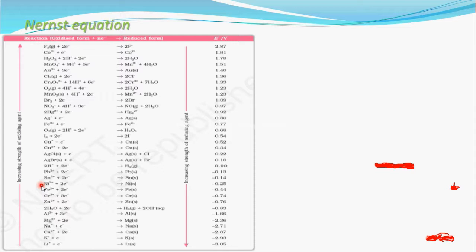Let's see now the Nernst equation. Till now, whatever electrode potentials you have seen are all standard electrode potentials. Standard means when the concentration of all the reacting species, that is the electrolytic solution, is equal to unity, that is 1 molar. Those electrode potentials are called standard electrode potentials. See, all these are standard electrode potentials.